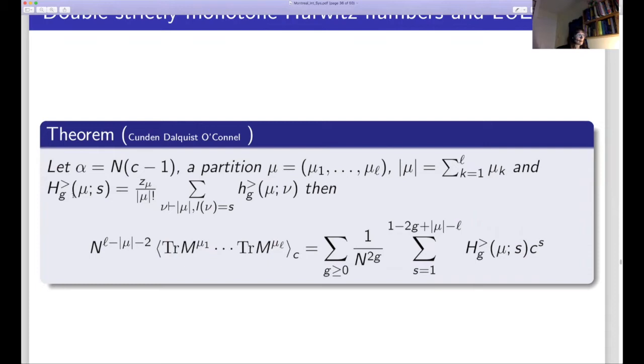And so for the Laguerre unitary ensemble, what Cunden, Dahlqvist and O'Connell show using only a combinatorial calculation is that this trace of mu_1, ..., mu_L, so you have the partition mu here, is equal to the sum for g bigger or equal than zero, 1/n^(2g), and then you have this monotone weighted Hurwitz number. You distinguish them by identifying the power of C^S to distinguish the different S. And they have a similar formula when you put negative powers here. So if mu becomes minus mu_1, ..., minus mu_L, all negative powers, the formula is similar to this one, and instead of the bigger symbol you have the bigger or equal symbol. Okay, so this is the result.